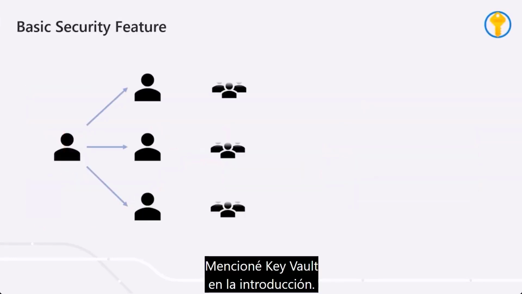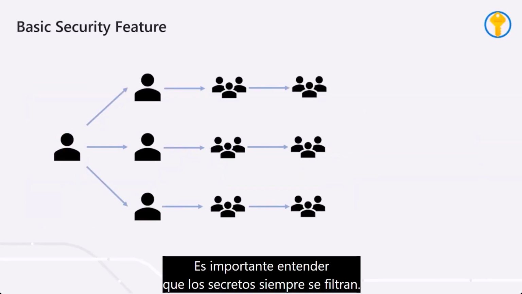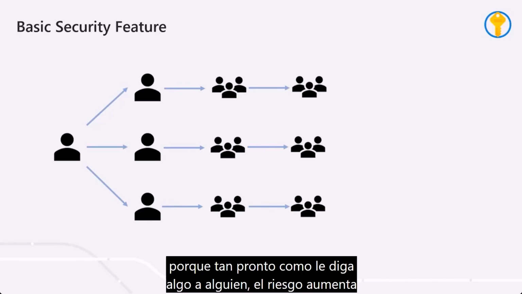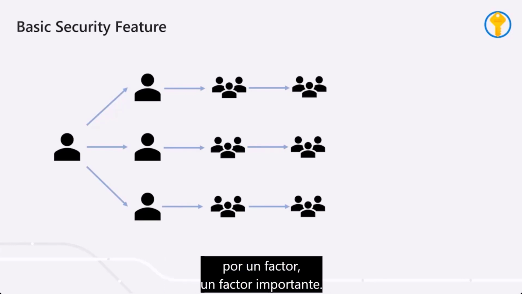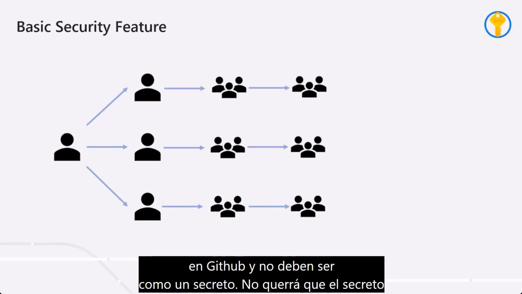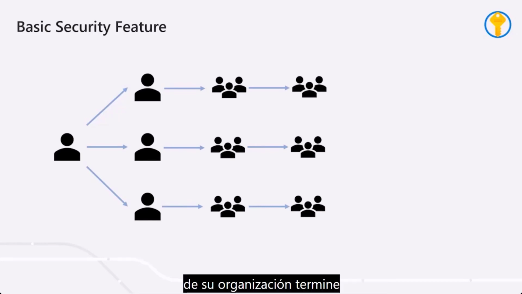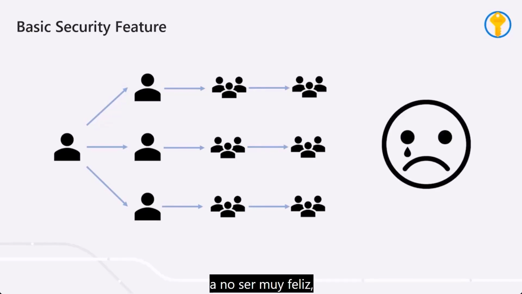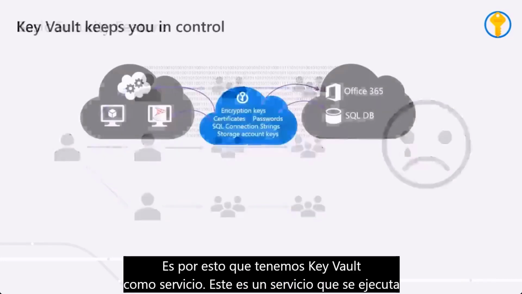I mentioned Key Vault already in the introduction. It's important to understand that secrets always leak, right? So you want to have as few people responsible for secrets as possible, because as soon as you tell something to someone, the risk increases by a big factor. And we know that on GitHub, you have tons, for example, of SSH keys, which are on GitHub, and they shouldn't be there because it's a secret. You don't want your organization's secret to end up on a public GitHub repository, okay? That leads to being really not very happy, as you can see here. So this is why we have Key Vault as a service.